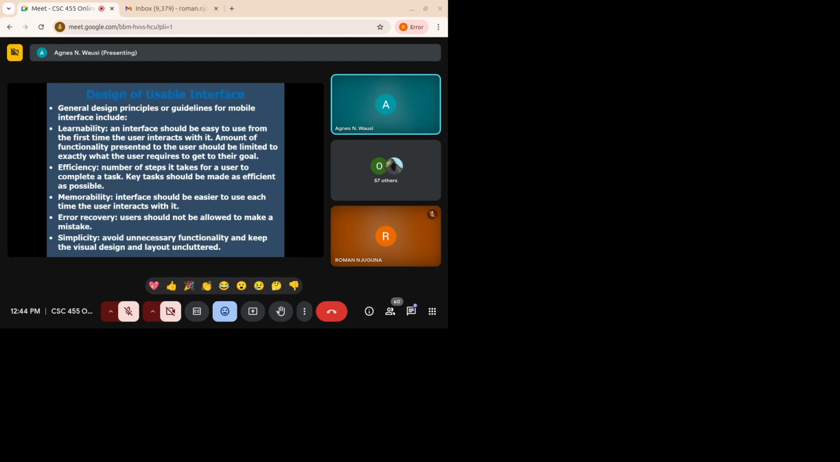Yeah. Or recovery, users should not be allowed to make a mistake. So if there's an error, how do you recover from the error? If it is on an e-commerce platform, how do you help the user to recover from the error? So if I've placed something on the cart, how do I remove it from the cart? So some of these things are very important for your user interface.